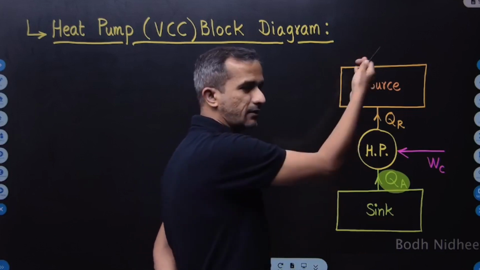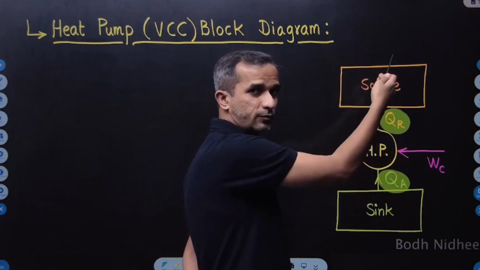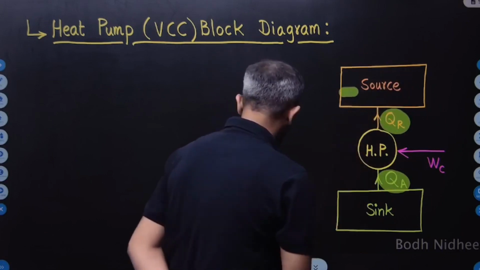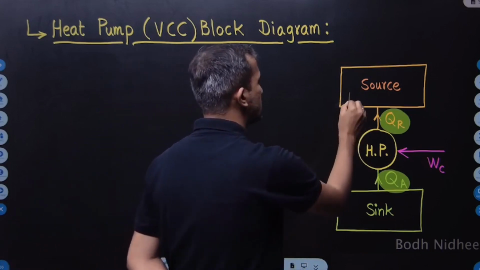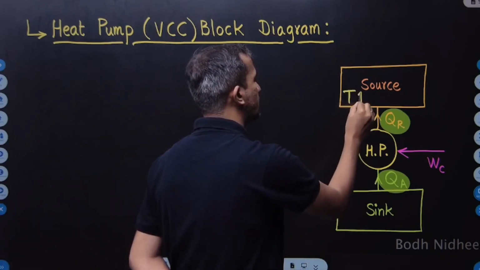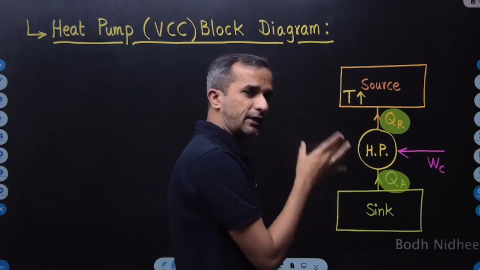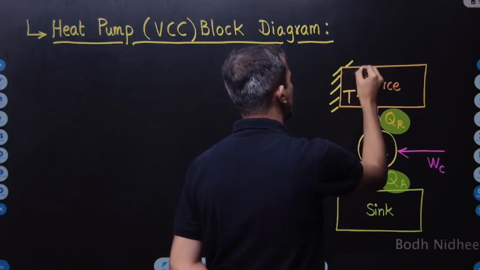But if I want to heat something, I will be focusing on QR, the heat rejected by this device to the space, and because of that the temperature of the space will increase, and since its temperature will increase, the device will be called a heat pump. I want to pump this. So whenever I will be using the same device as a heat pump, I will be insulating this space. So you must be clear about what is meant by heat pump.